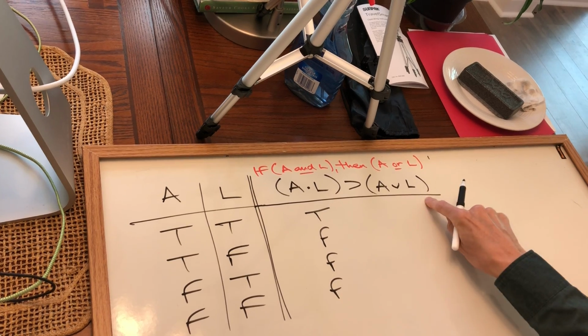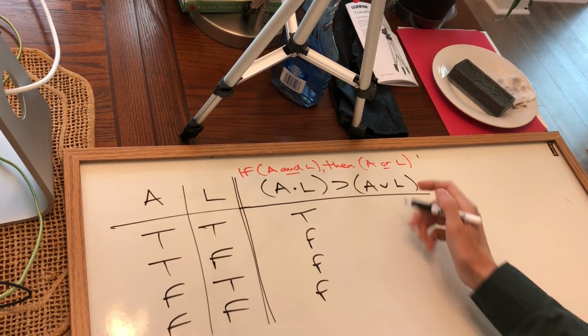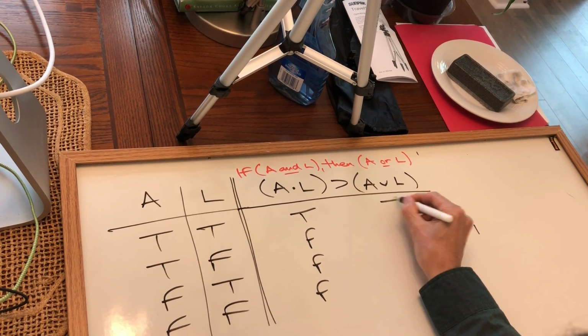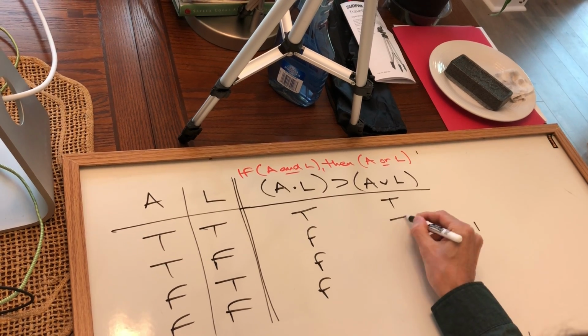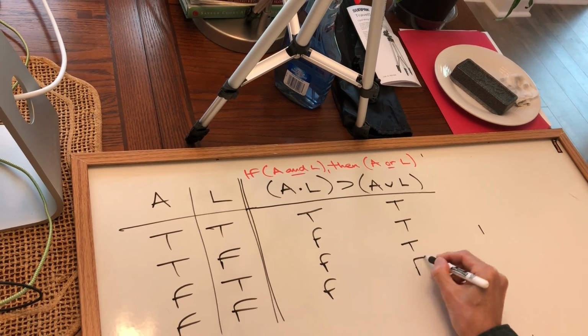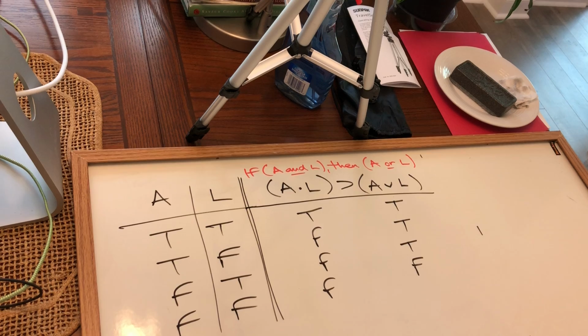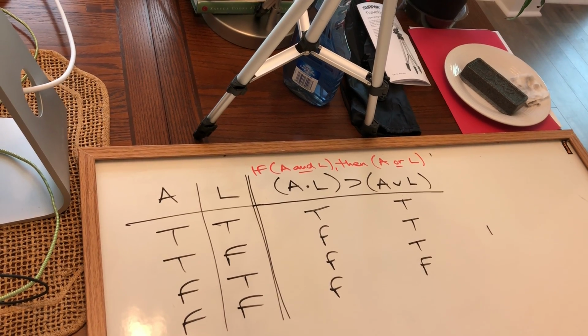Now we look over here. Remember, this symbolizes A or L. That's one or the other or both. And so there you get this combination of truth values depending on how things are over here on the left.